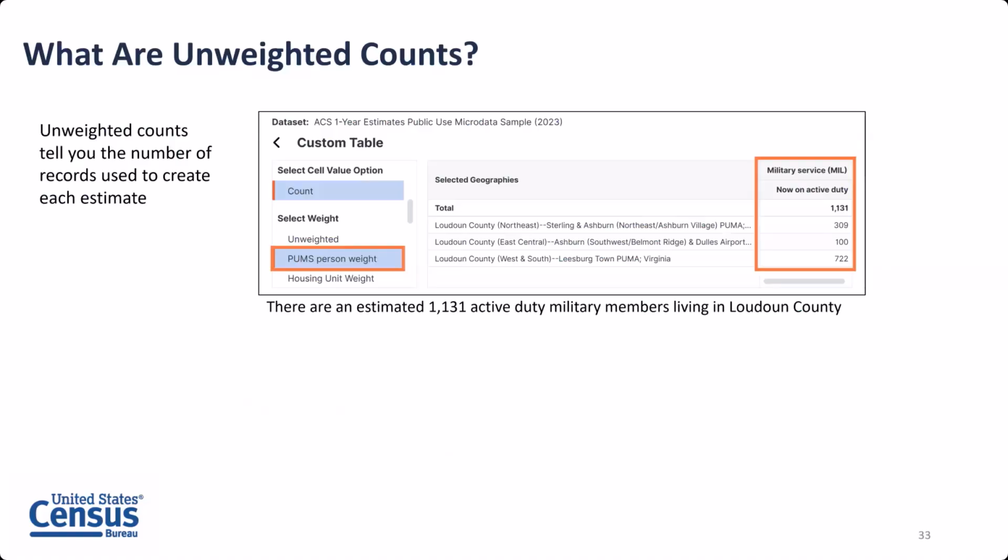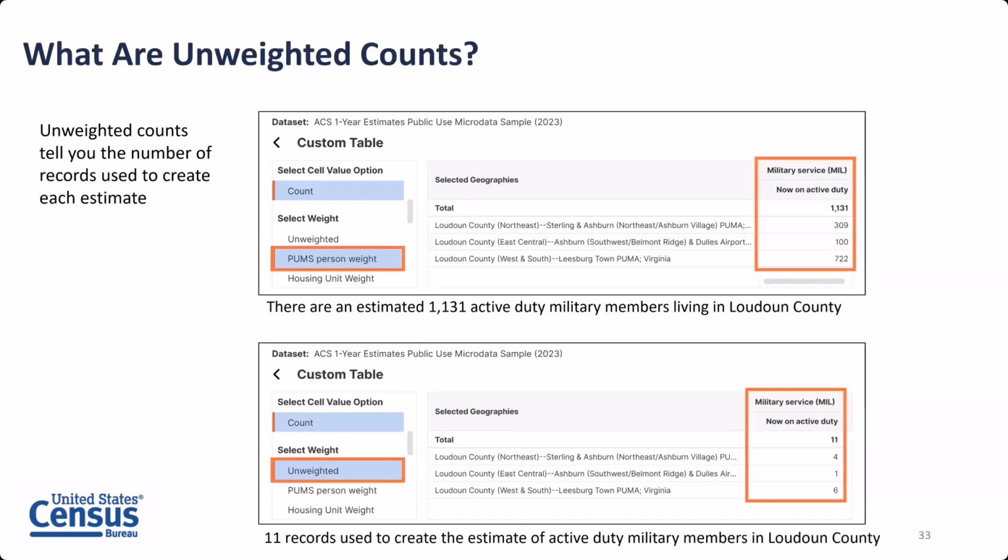In that menu on the left-hand side, there's also an option for unweighted. And when you switch to unweighted counts, it tells you the number of records that are used to create an estimate. So to take this a step back, typically you're going to create a table. A default weight will be applied. In this example, I'm looking at military service in Loudoun County. So I can see that based on the American Community Survey, Public Use Microdata Sample 2023 estimates, there were roughly 1,131 active duty military members living in Loudoun County, Virginia.